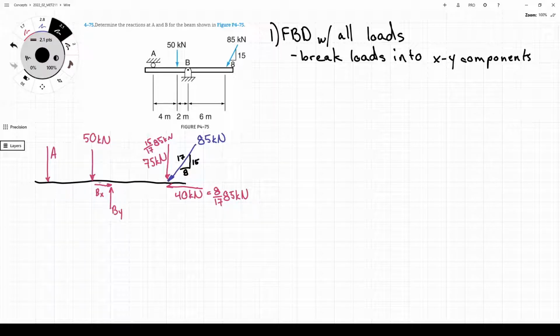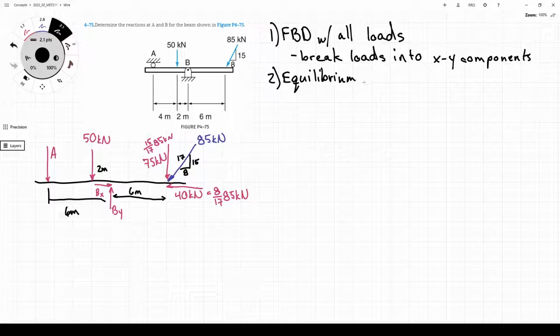We'll go to point B in this case. So we've got 6 meters to the force at A. We've got 2 meters from B to the 50 kilonewton force, and then we've got 6 meters out to the 85 kilonewton force. And the reason we're going to do that is for our equilibrium equations. You can always recalculate whichever distances you need.